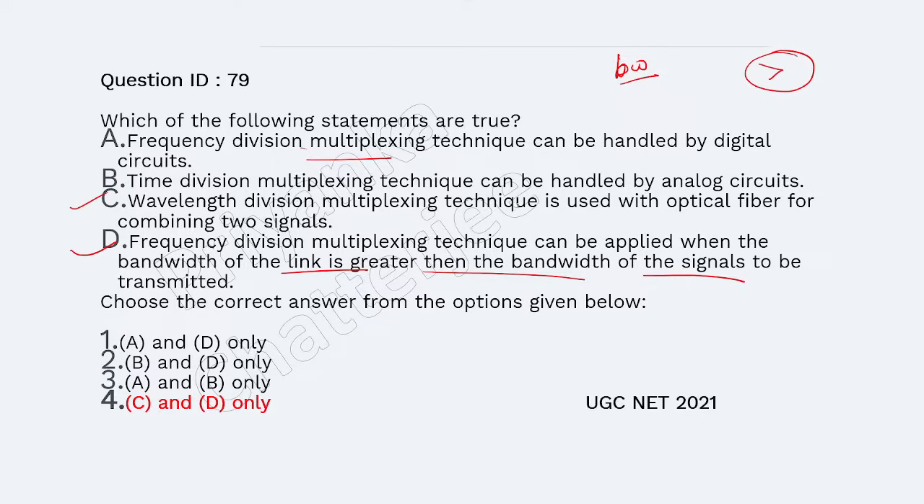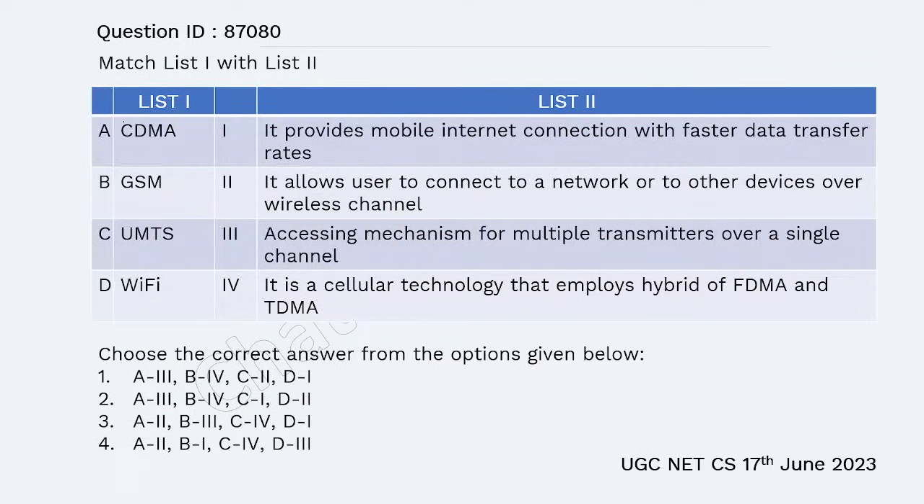And wave division multiplexing technique used in optical fiber for combining two signals. That is correct. So option C and D will be correct here. Now you can see this is a very popular question. CDMA, GSM, UMTS and Wi-Fi all are related to your mobile network. Everything is related to your mobile. So tell me what will be the answer for this one.